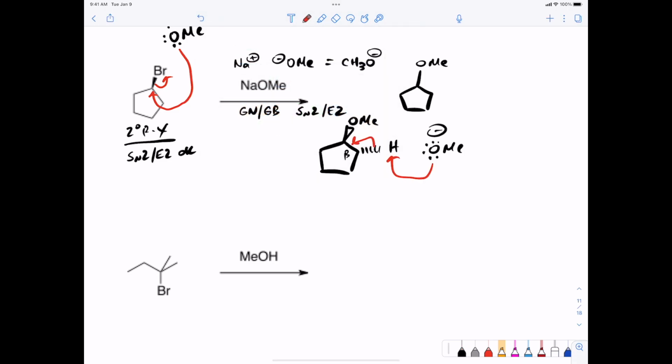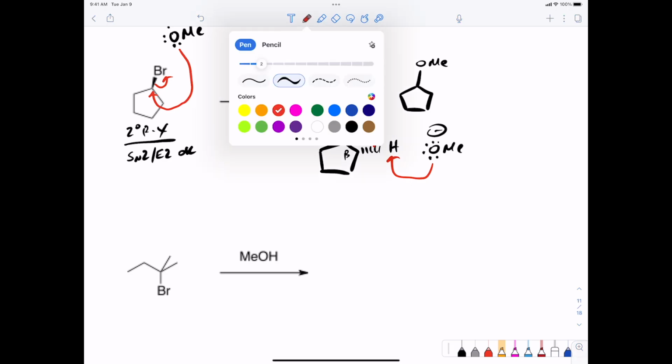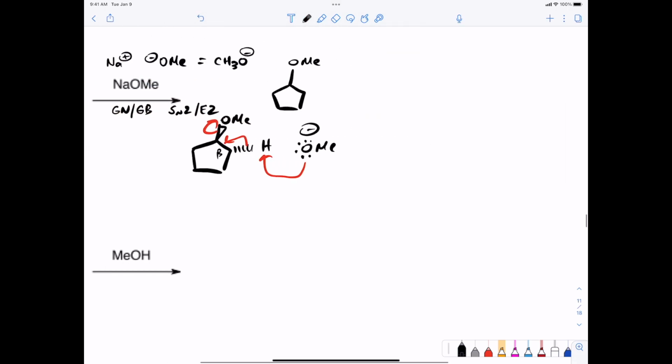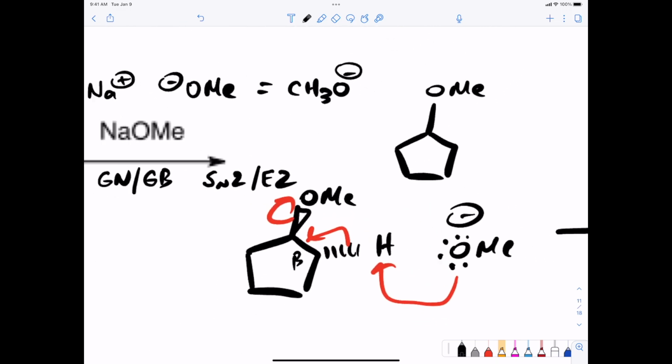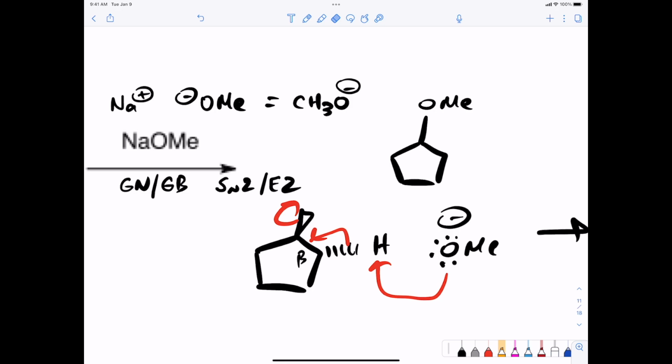Remove the proton, make the double bond, the leaving group leaves. There is another beta proton on the other side, but it's identical. I'd get the same product either way, so my work is done at that point. Yeah? You just wrote your leaving group as... Oh yeah, that's fun, isn't it? That's a terrible leaving group.